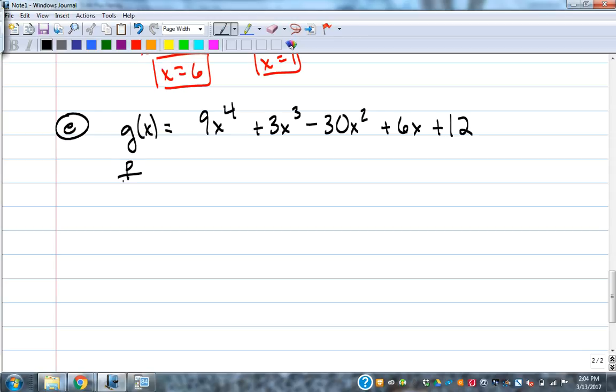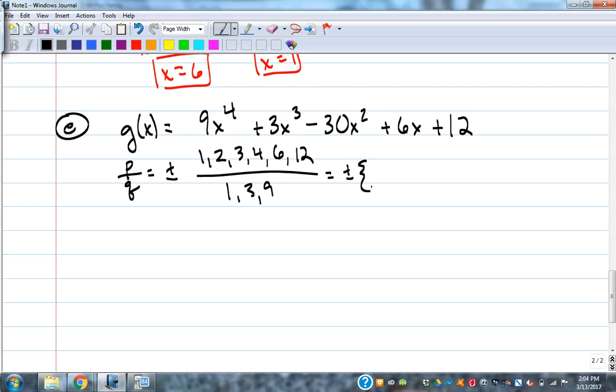So P over Q, a little bit more complicated on this one because you got the factors of 12: 1, 2, 3, 4, 6, 12. Factors of 9: 1, 3, and 9. So we get a little longer list. Kind of handy to have this list sometimes. Not always the best, the most helpful thing, especially if they cross at nice numbers. But what if it crosses at not so nice numbers? It is kind of handy.